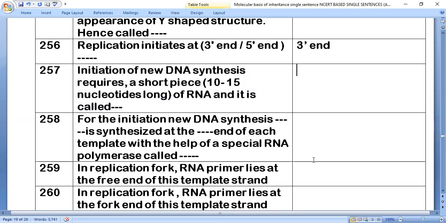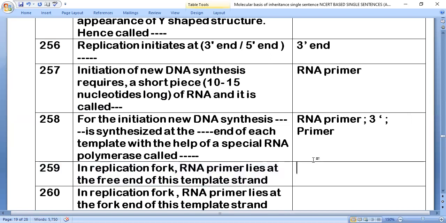Initiation of new DNA synthesis requires a short piece of RNA, 10 to 15 nucleotides long, and it is called the RNA primer. For the initiation of new DNA synthesis, the RNA primer is synthesized at the 3' end of each template with the help of a special RNA polymerase called primase.